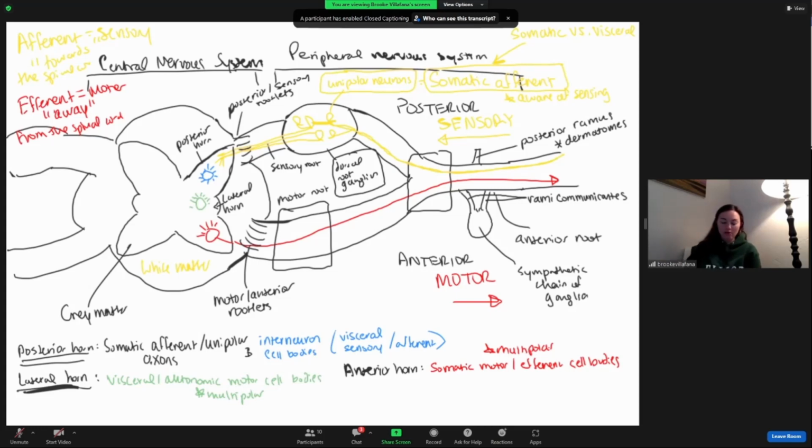So our sensory information is coming in. That sensory information can either be somatic, or we'll draw blue, it could be visceral, right? Then we have our motor information going out. It could go to our smooth muscle, cardiac muscle, and glands, if it is autonomic. If it's somatic, it's going to go out to like skeletal muscle.